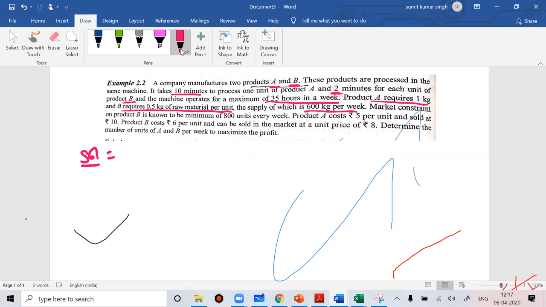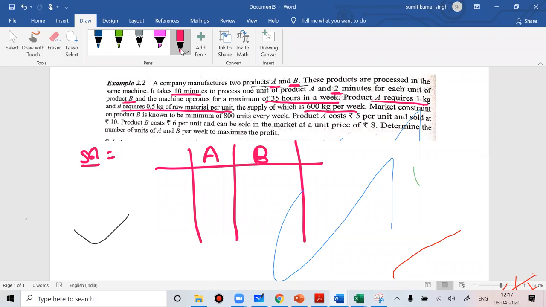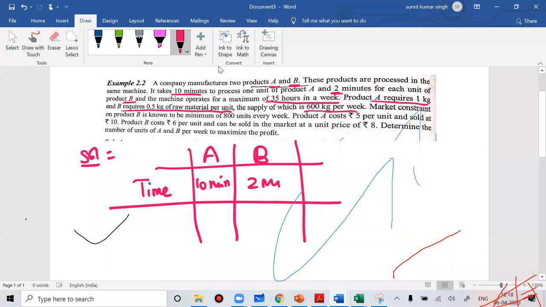So the company manufactures two products A and B. So the time, you can write. To make one unit of A, you need 10 minutes. So it takes 10 minutes to process one unit of A and 2 minutes to process one unit of B. Okay, so the maximum time you have is 35 hours.